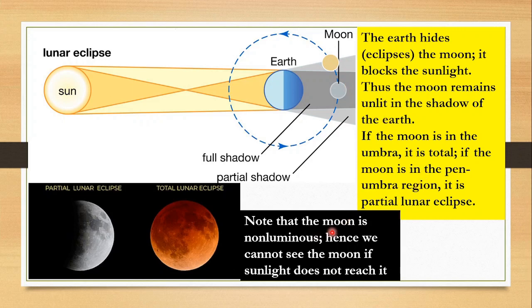And note that the moon is non-luminous. So the moon does not have any light. Only if the sunlight reaches it can you see it. And since the sunlight cannot reach the moon, you cannot see the moon from the earth, because the moon has no light of its own. So it is in the dark.